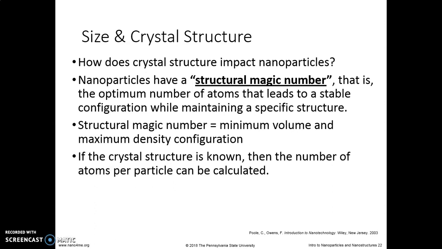Next, structural magic number. Nanoparticles have a structural magic number, that is the optimum number of atoms that leads to a stable configuration while maintaining a specific structure. That is an important 2 mark question for you. Structural magic number is equal to the minimum volume and maximum density configuration. If the crystal structure is known, then the number of atoms per particle can be easily calculated.